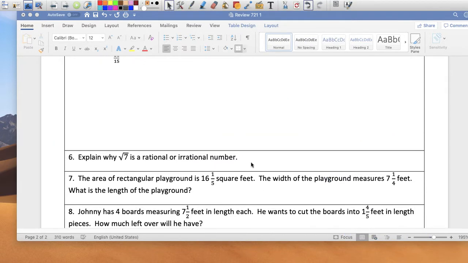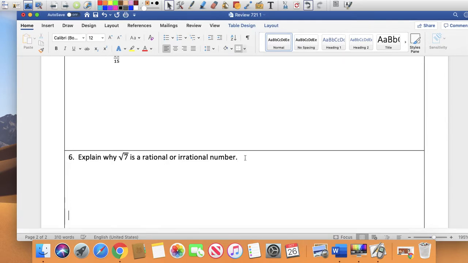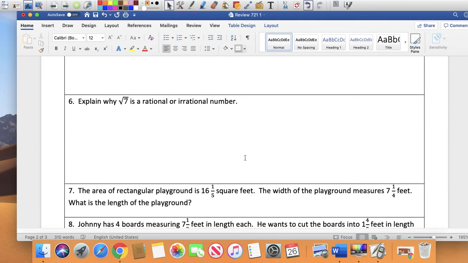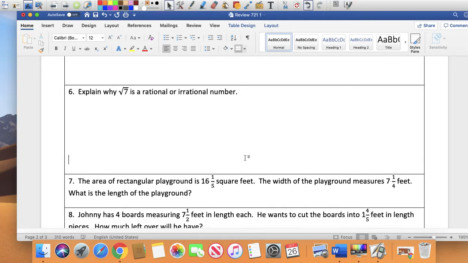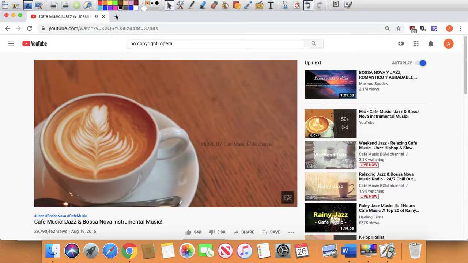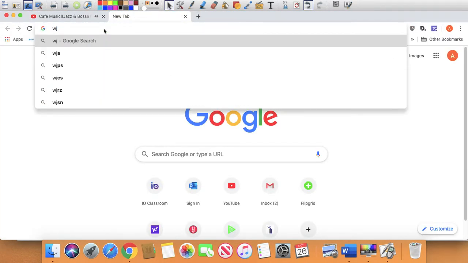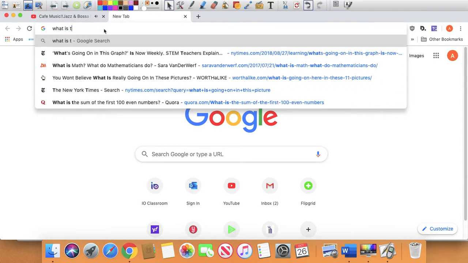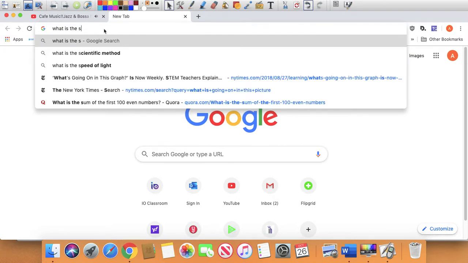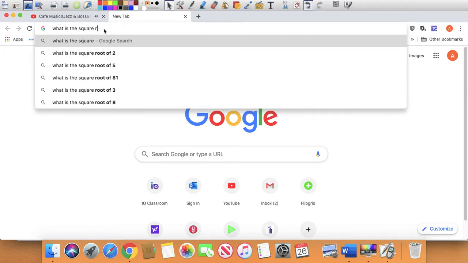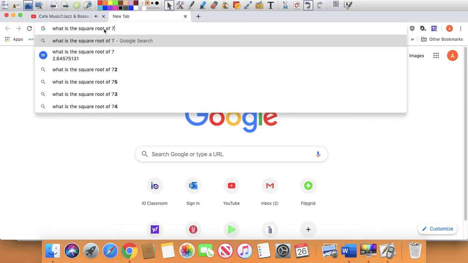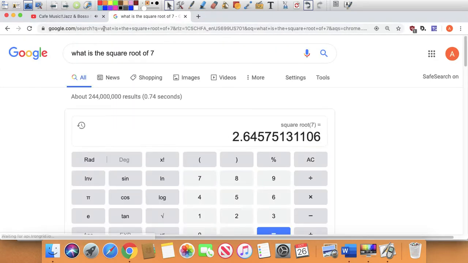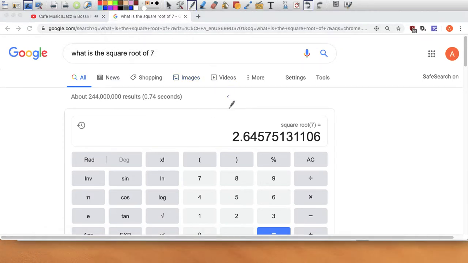I'll explain why the square root of 7 is irrational. And I'm going to do a little cheating here. So, what is the square root of 7? Hopefully we'll get a big answer. So that's the square root of 7, and it's not even done yet. So let me just write this: 2.6457.